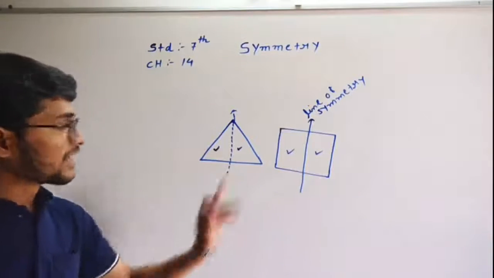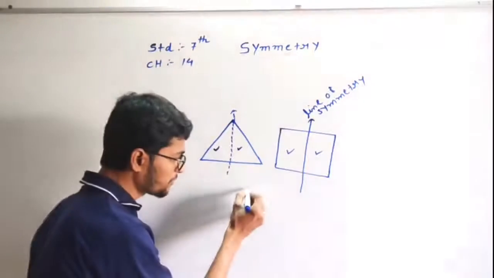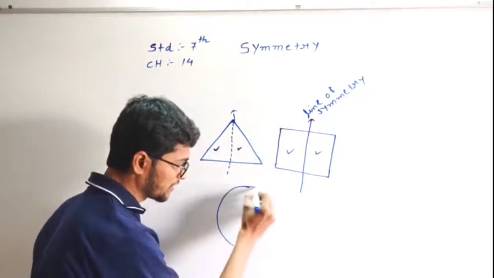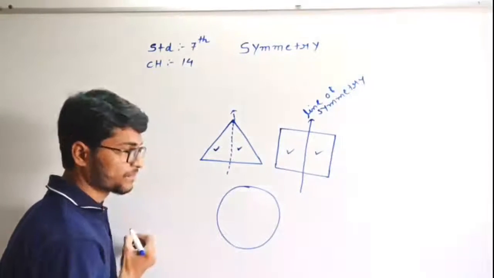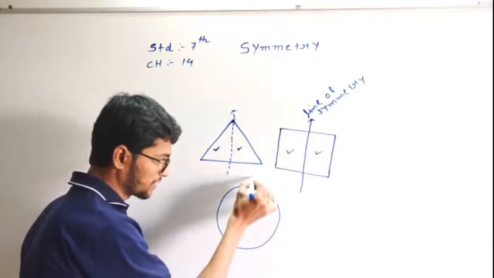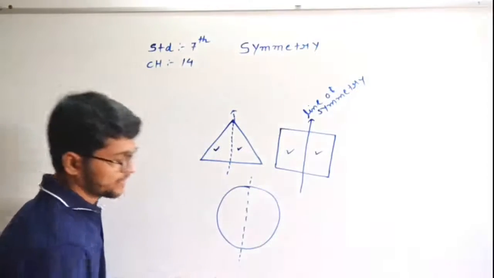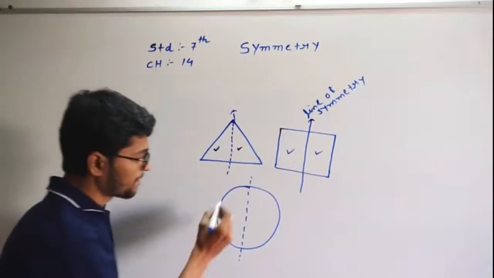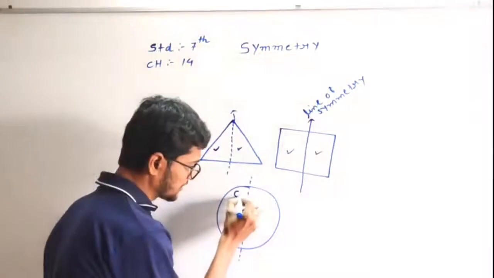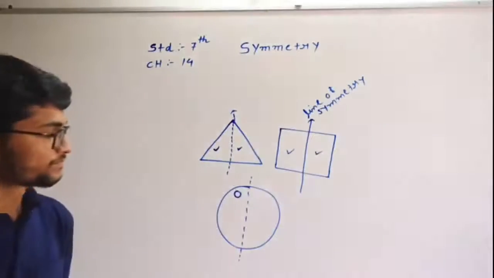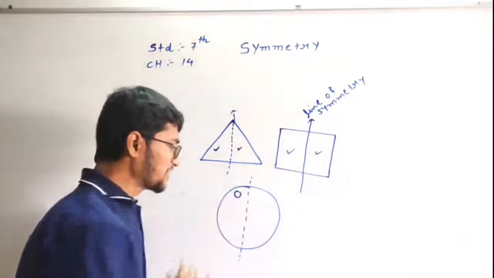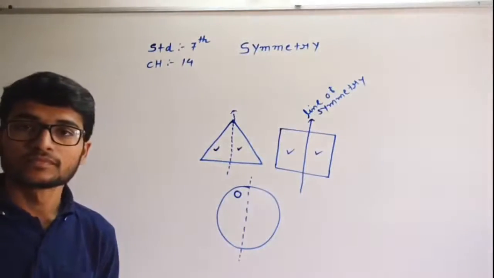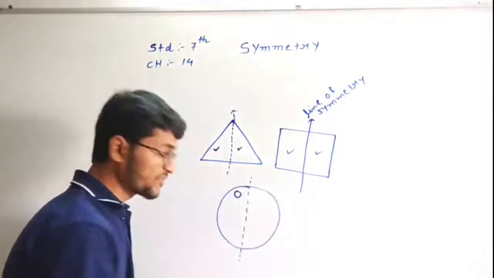Okay, line of symmetry. Suppose we are given one figure in this way, right? And here is the line of symmetry for this figure. See, in this way, here is one circle given. Now, is this one the line of symmetry?